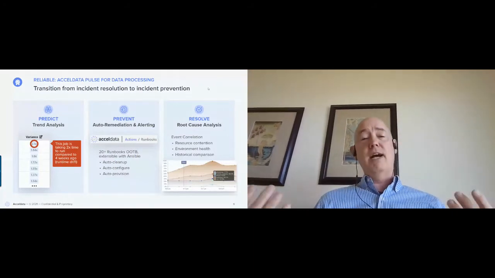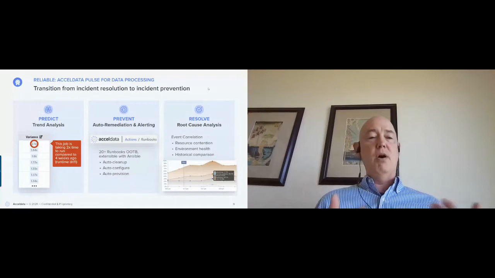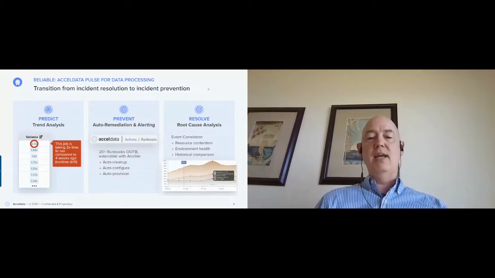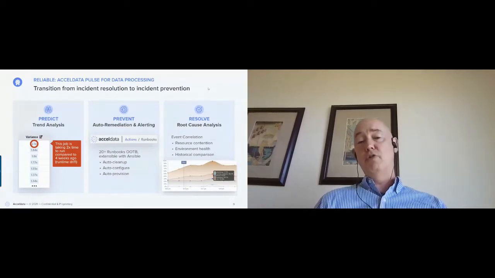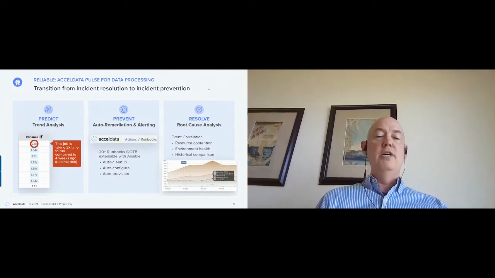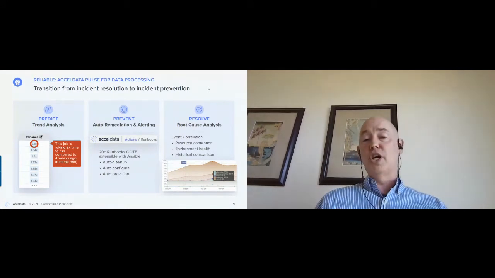Then the best alert, I say, is no alert at all. So we can monitor for conditions and then automate actions. And we have a couple dozen auto actions that we can take, and it's a framework to allow you to extend that. So as conditions emerge that are of concern, we can do things like automatically do cleanup or configuration or provisioning to self-tune and self-heal over time.